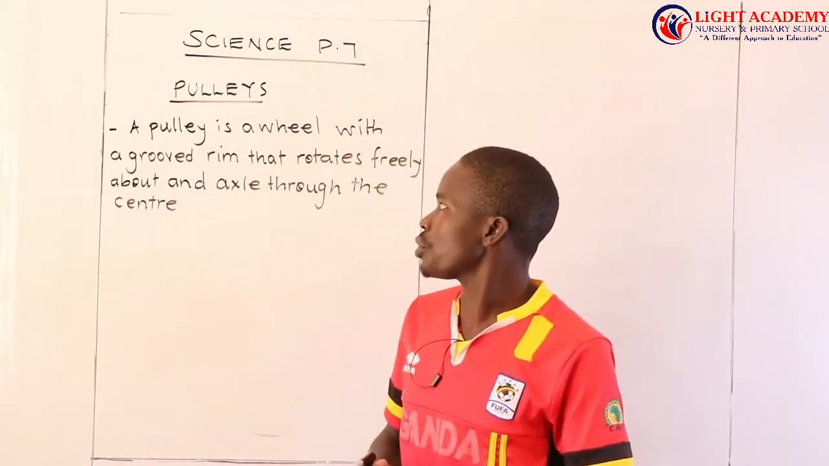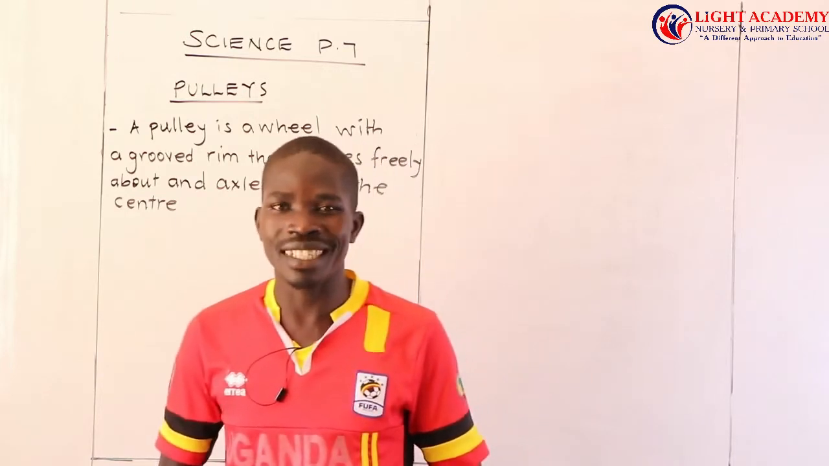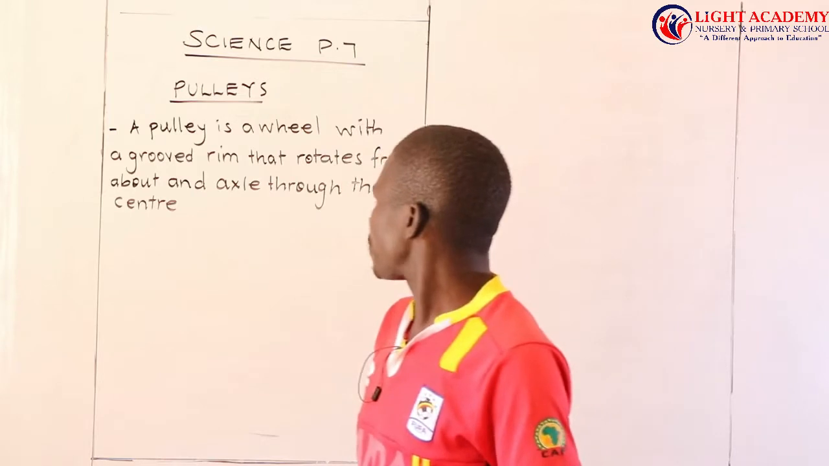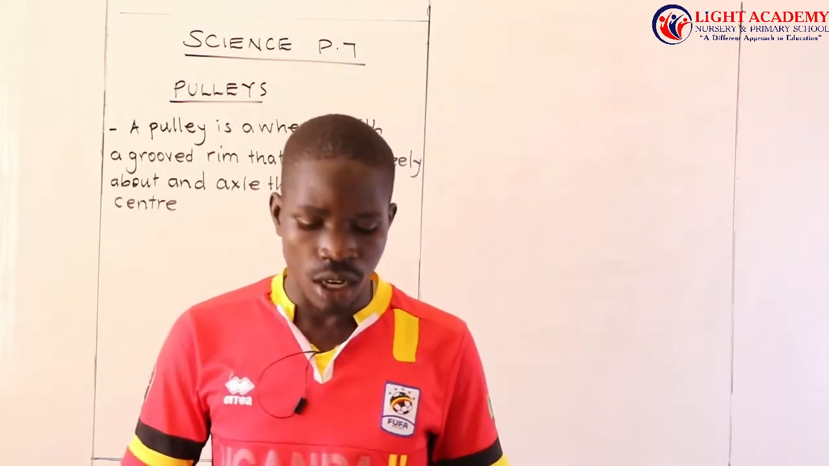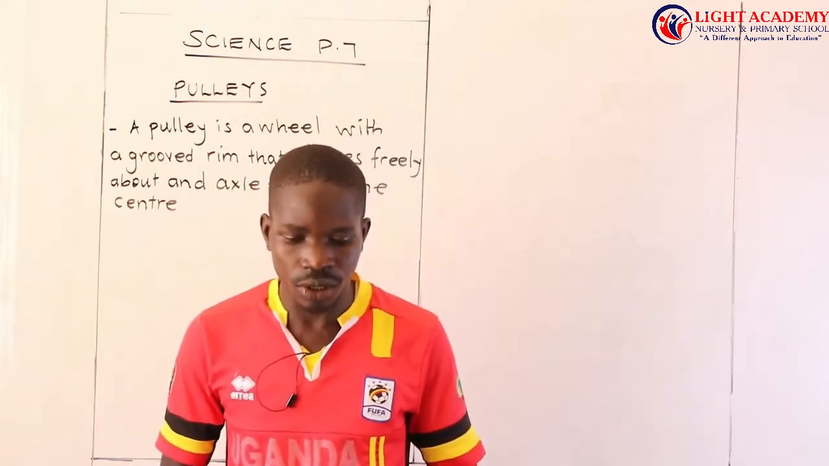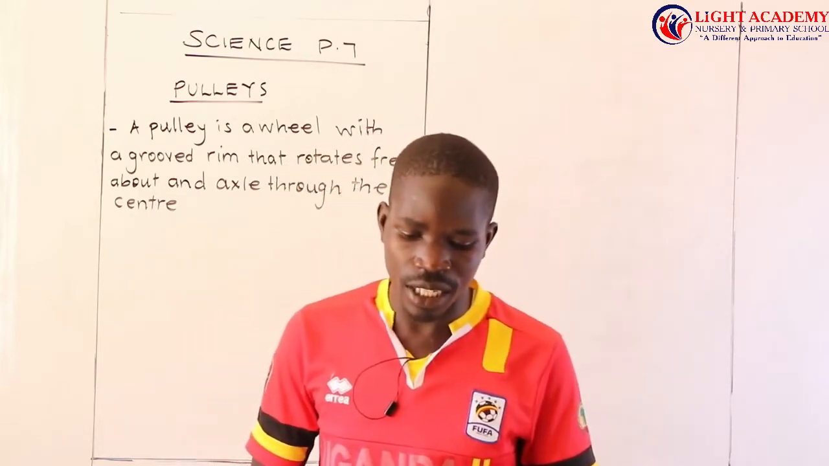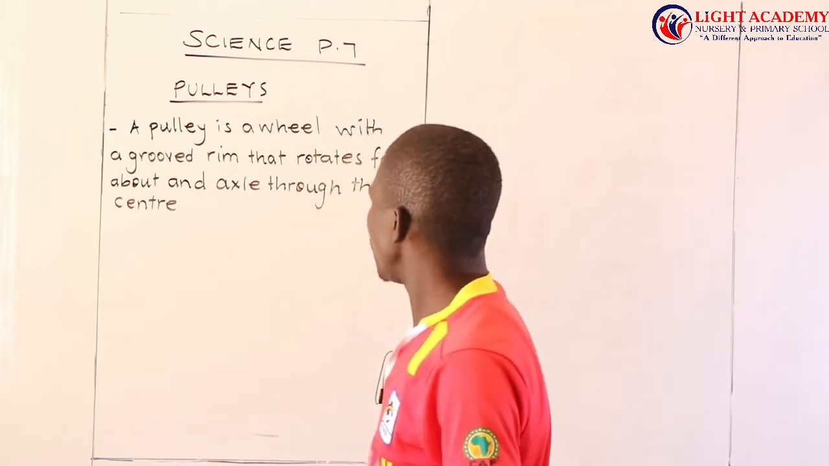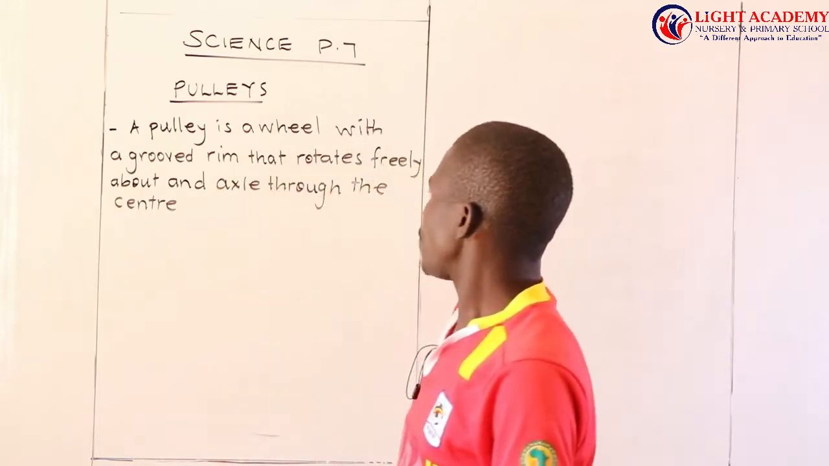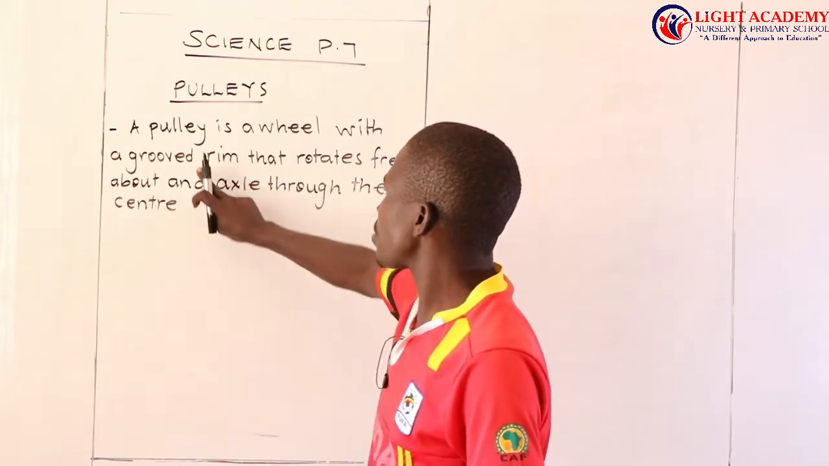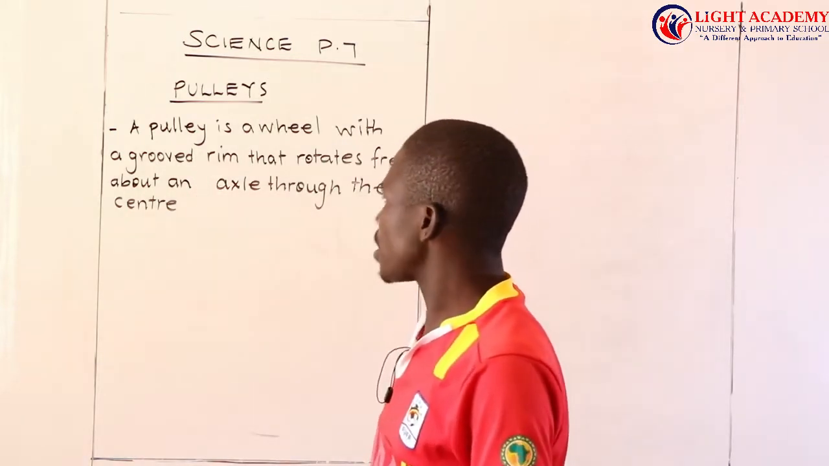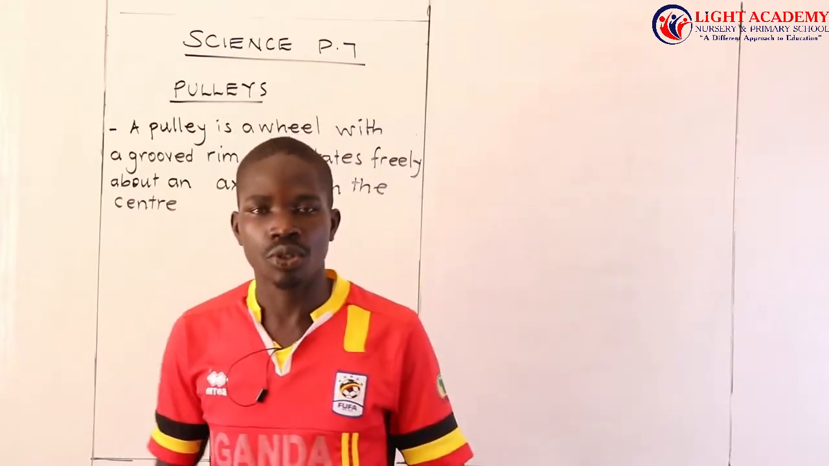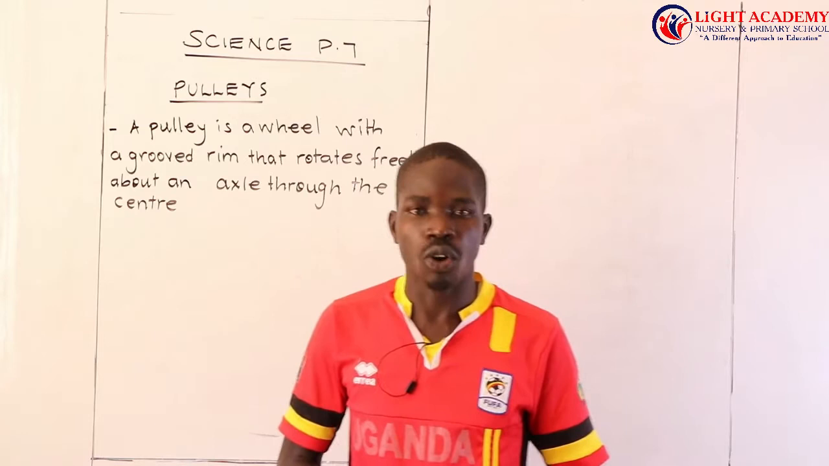So whenever they ask you what a pulley is, a pulley is a wheel with a grooved rim that rotates freely about an axle through the center. That's what we call a pulley. So this is the simple definition of pulleys.